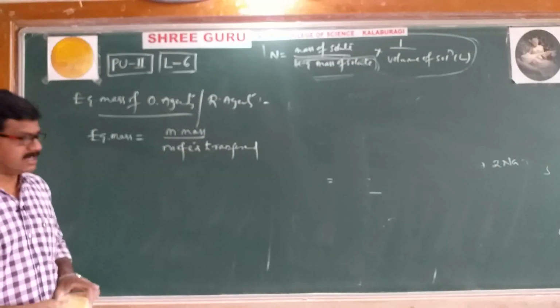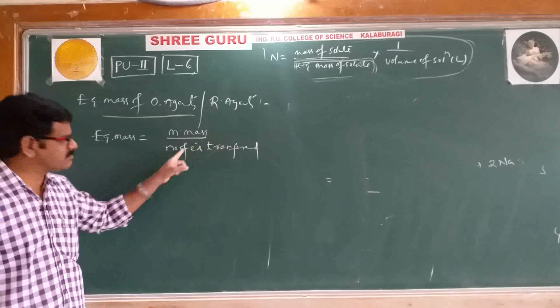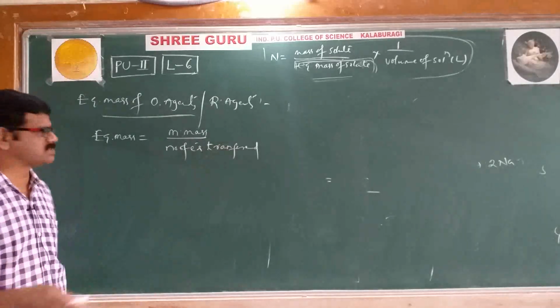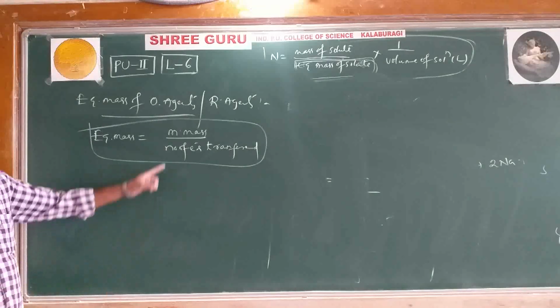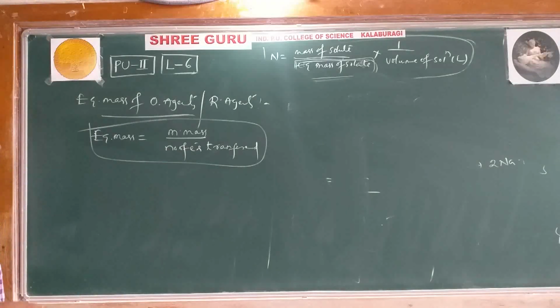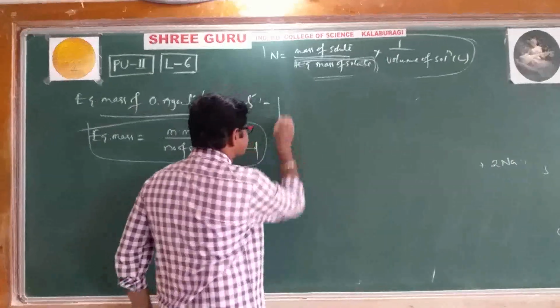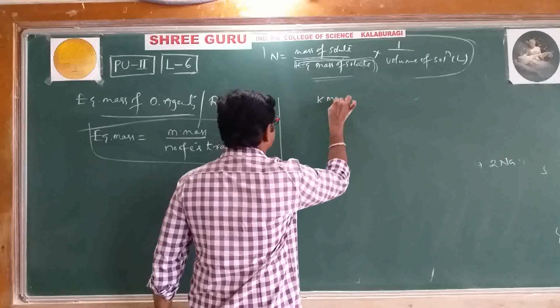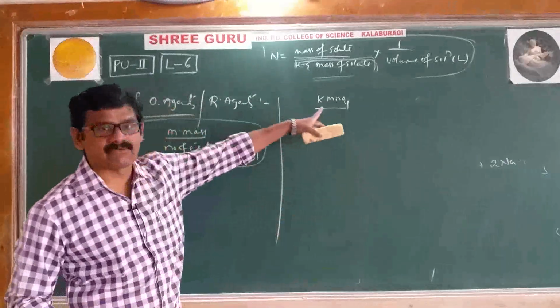This is the formula. Number of electrons transferred is nothing but the n factor, nothing but valency, of course. This is the formula: molar mass divided by number of electrons transferred. I will give you an example. The best oxidizing agent is potassium permanganate. We will find its equivalent mass.